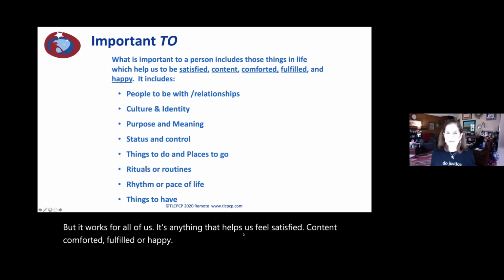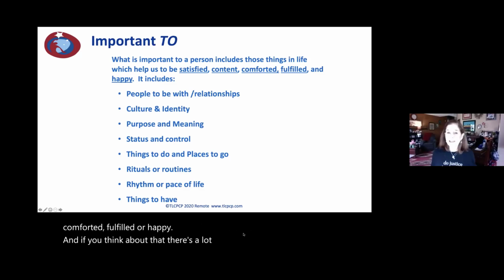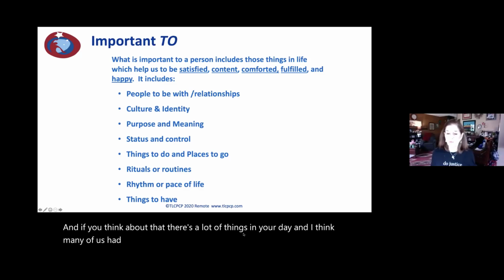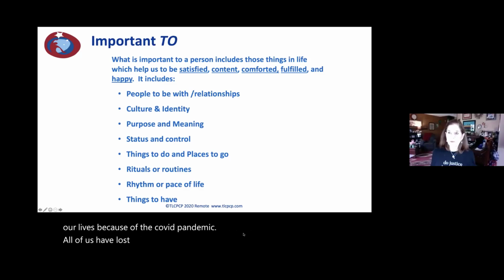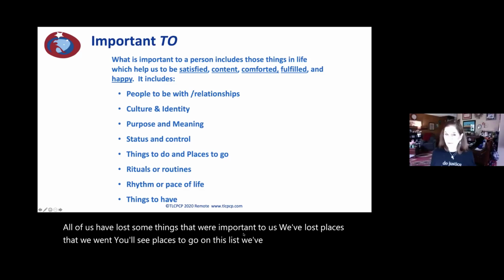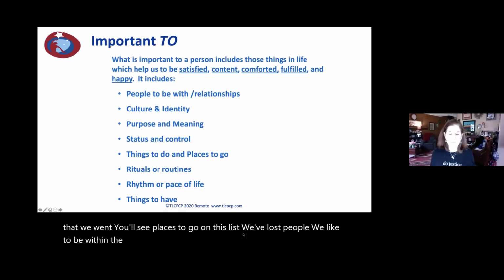And if you think about that, there's a lot of things in your day. And I think many of us have become newly aware of some of what's important to us in our lives because of the COVID pandemic. All of us have lost some things that were important to us. We've lost places that we went. You'll see places to go on this list. We've lost people we like to be with and the relationships we shared with them.